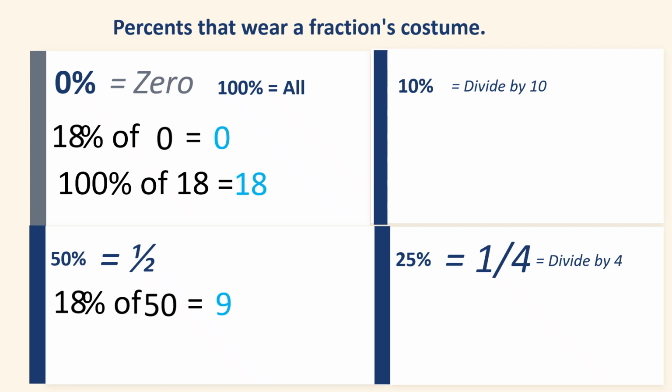So many students, when they see 18% of 50, think this is a tricky question. But if you know you can switch, it's 50% of 18. 50% is a half, so it's 9. Do you think you understand? Can you try this? Comment your answer. Let's see if you got this correct.